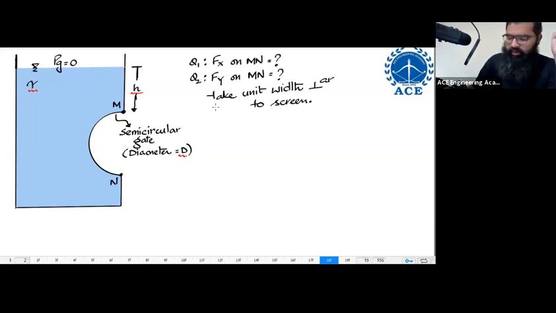Fx should be very, very easy for you. At least get me the value of Fx. For gamma, when you're typing, you can type small r in the answer.